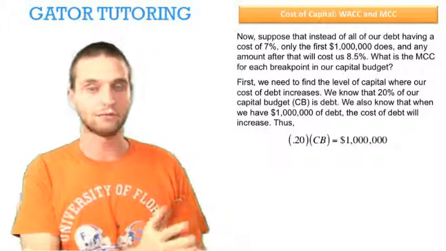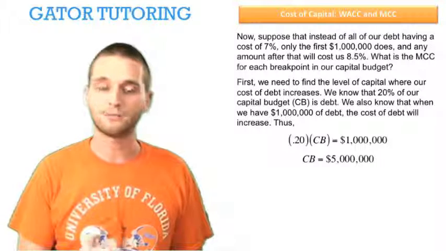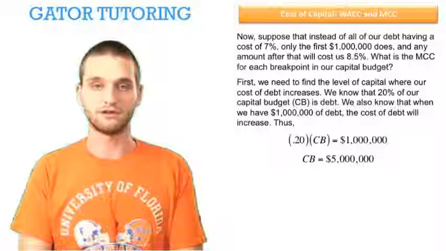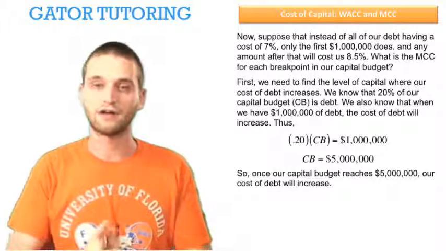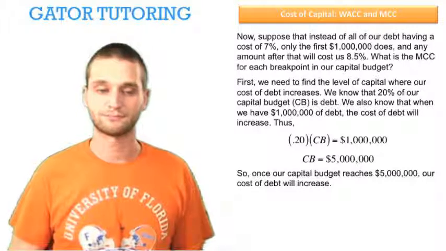So we're just finding at what point of our capital budget our debt financing will hit this $1 million breakpoint. When we solve for our capital budget by dividing both sides by 20%, or 0.2, we get a capital budget of $5 million. So once our capital budget reaches $5 million, once we've raised that much money, our cost of debt will increase.